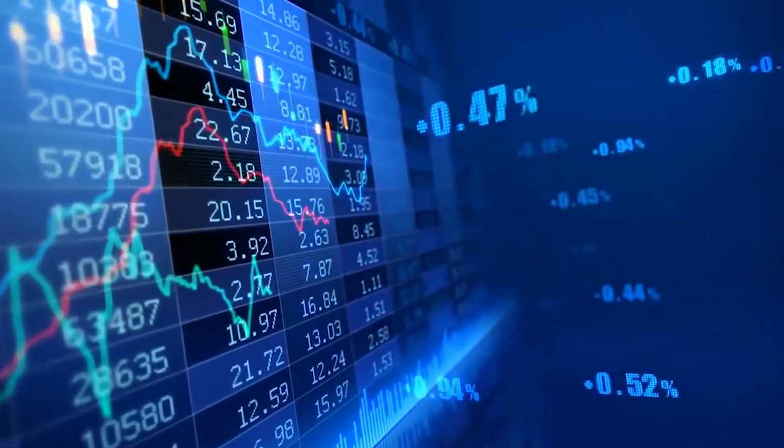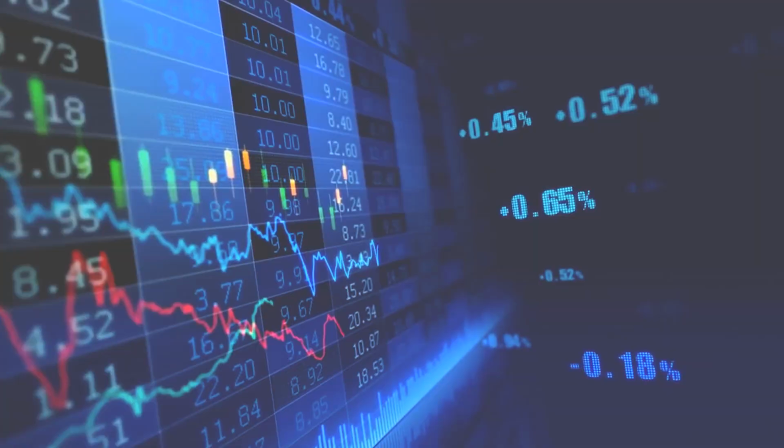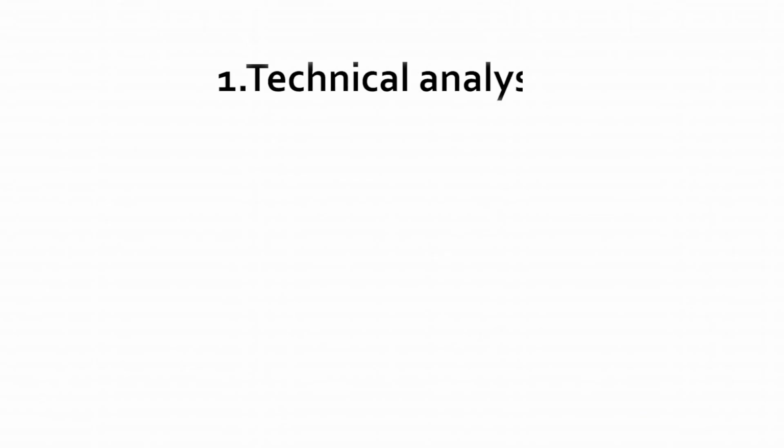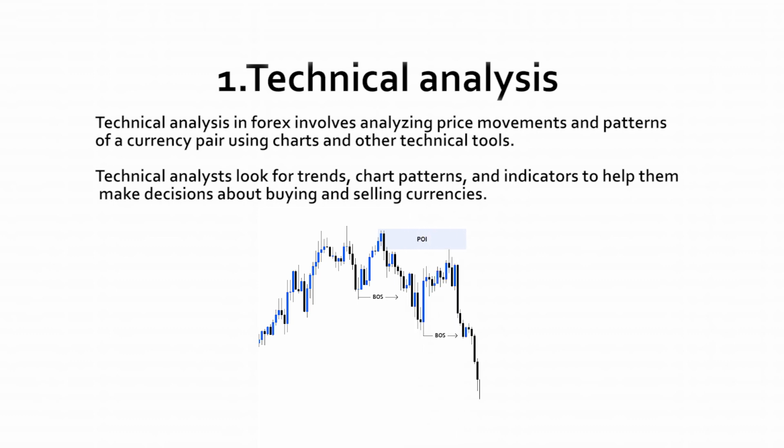There are several types of analysis that traders can use to make informed decisions in the Forex market. These include: 1. Technical analysis involves analyzing price movements and patterns of a currency pair using charts and other technical tools. Technical analysts look for trends, chart patterns, and indicators to help them make decisions about buying and selling currencies. There are many different technical analysis tools and techniques that can be used in Forex trading.